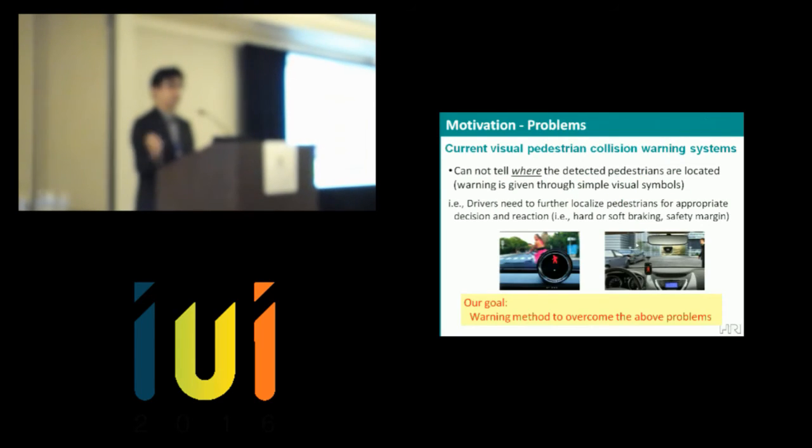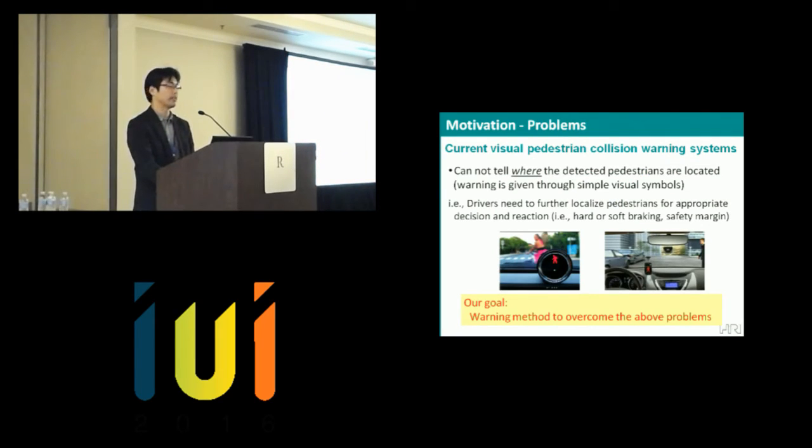So let me clarify the problem. The problem of current visual pedestrian collision warning systems is that they cannot tell where the detected pedestrians are located. For example, some systems use an icon like this, where a warning is given through a visual symbol, meaning that drivers need to further locate the pedestrian for an appropriate decision and reaction. If it's very close, the driver has to do hard braking, and if it's far, soft braking is okay, or change the safety margin by steering, or something like that.